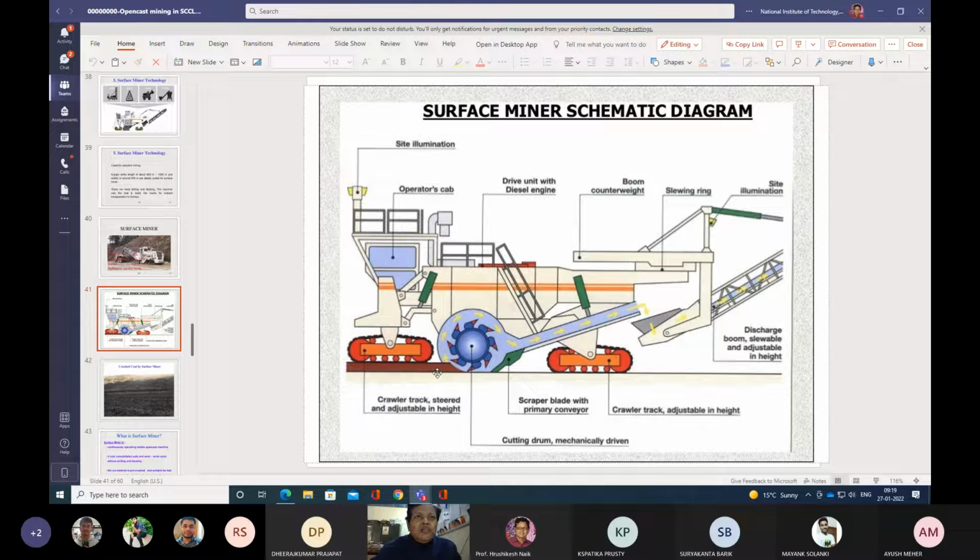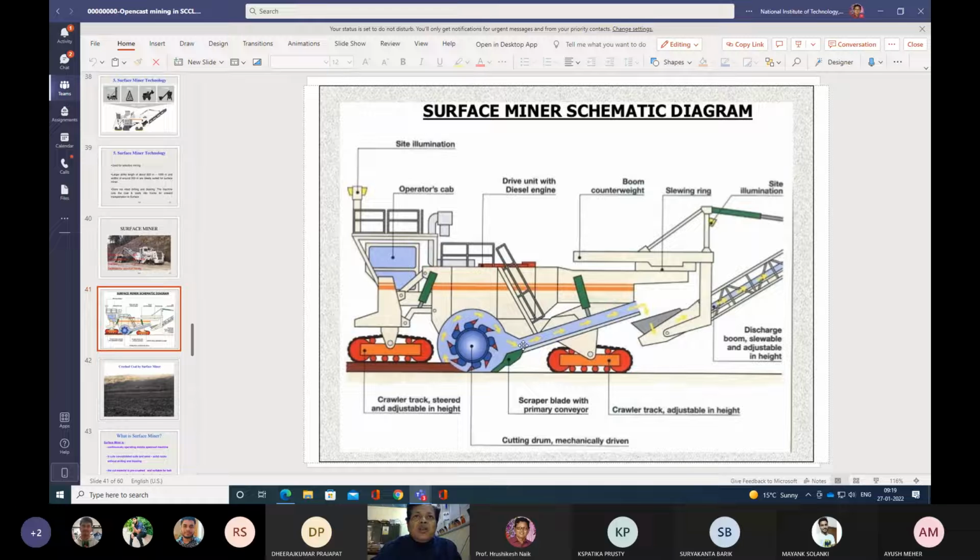This pink color shows the coal, and this coal is caught by the help of these picks, and after cutting it loads to this belt conveyor. After that, these yellow color arrows are showing the movement of the material after cutting by the help of this surface miner.